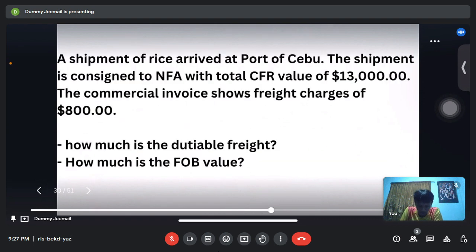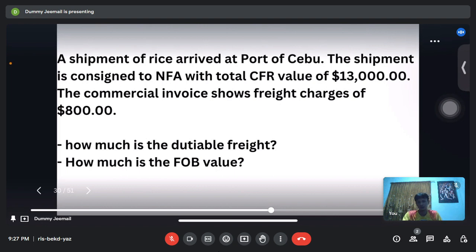So let's continue. A shipment of rice arrived at the Port of Cebu. The shipment is consigned to NFA with total CFR value of $13,000. The commercial invoice shows freight charges of $800. How much is the dutiable freight? Since it is consigned to NFA, we have to compare.